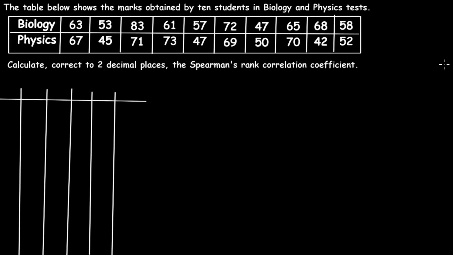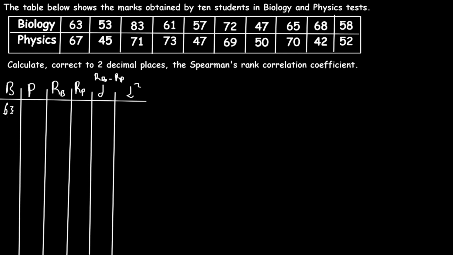Excellent. So let's begin plugging in. Let biology be denoted with B and physics with P. For the rank of biology, let it be R subscript B, and the rank of physics, let it be R subscript P. D, which is the difference, is R subscript B minus R subscript P, and we have D squared. Excellent. Now let's try to plug in the corresponding data.